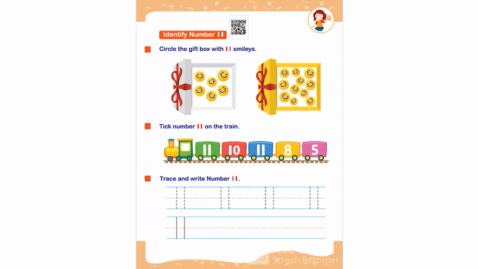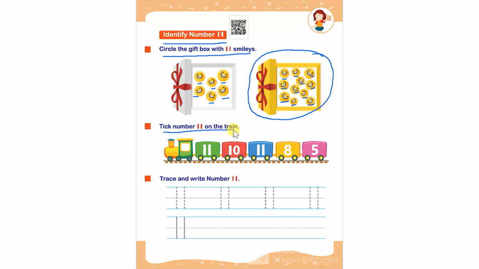Hello everyone. In this worksheet, the topic is identify number 11. Circle the gift box with 11 smileys. So over here the child has to circle the gift box with 11 smileys, and for that they have to count the given numbers. So 1, 2, 3, 4, 5, 6. So here there are 6 smiley boxes, and over here there are 1, 2, 3, 4, 5, 6, 7, 8, 9, 10, 11. So they have to encircle this gift box as there are 11 smileys in it.